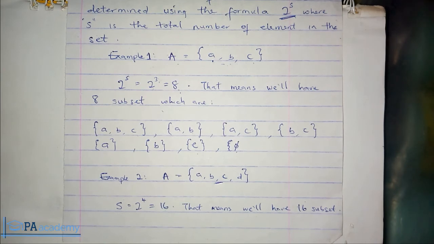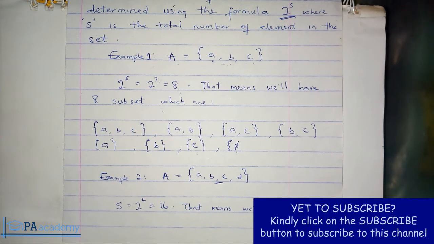Let me know if you're able to get all the 16 subsets, and let me know in the comment section below. And then we're also going to continue this video in part 4, where we are going to be looking at Venn diagram. We are going to be looking at union and intersection of sets. So with that, I'll see you in part 4 of this video.